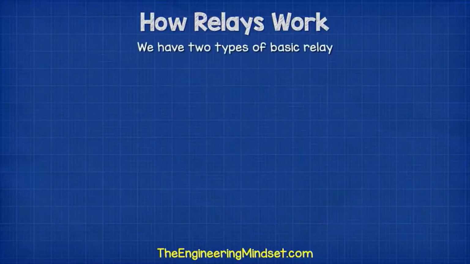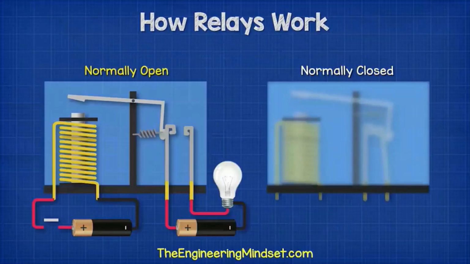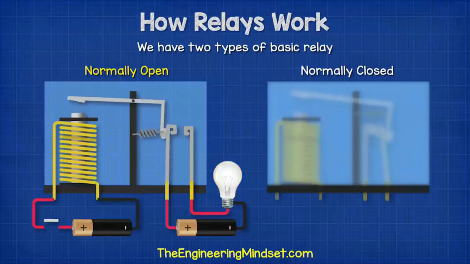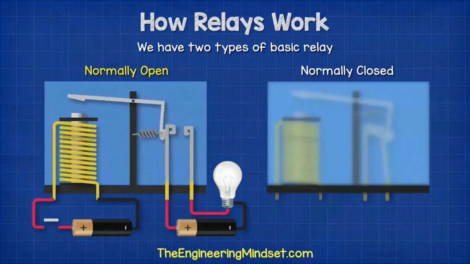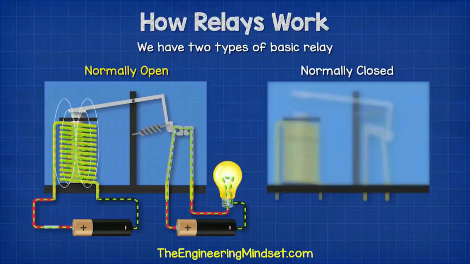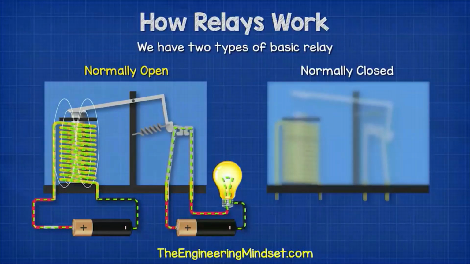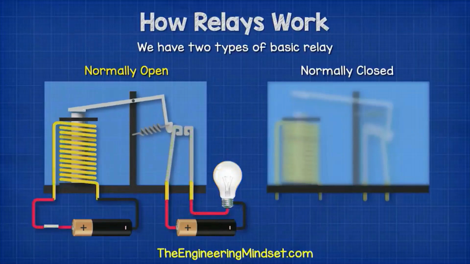We have two types of basic relay, the normally open and the normally closed type. With the normally open type, no electricity flows in the secondary circuit. The load is therefore off. However, when a current is passed through the primary circuit, a magnetic field is induced in the electromagnet. This magnetic field attracts the armature and pulls the movable contactor until it touches the terminals of the secondary circuit. This completes the circuit and provides electricity to the load.